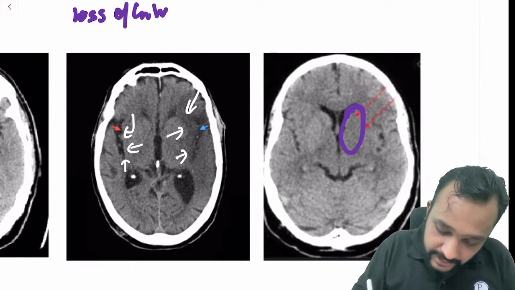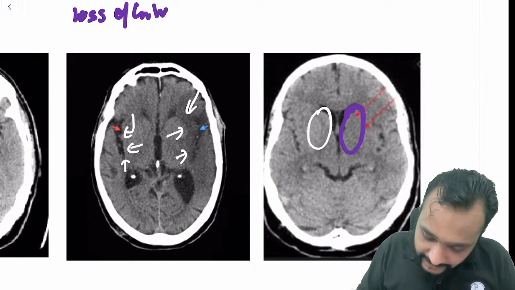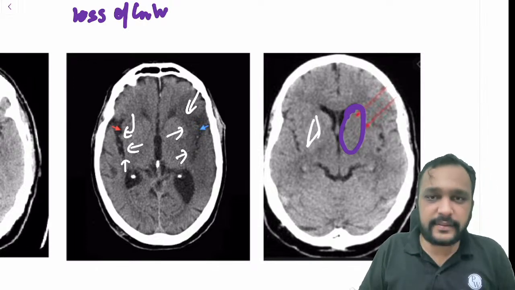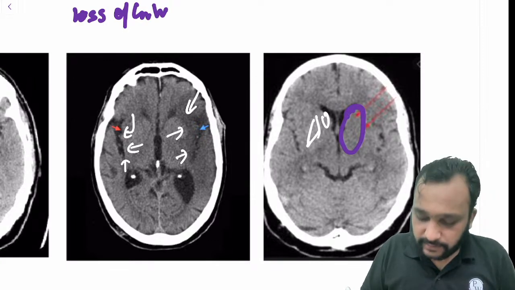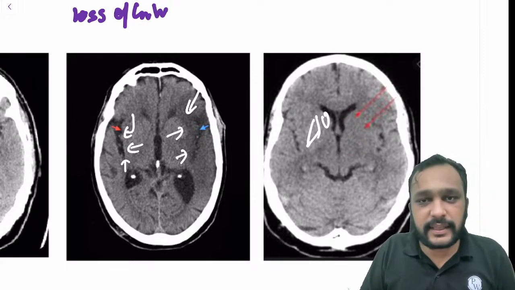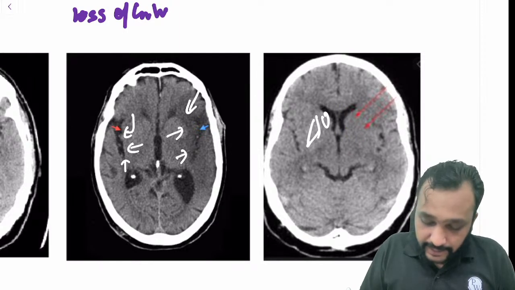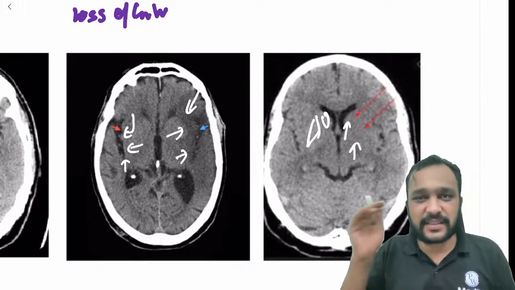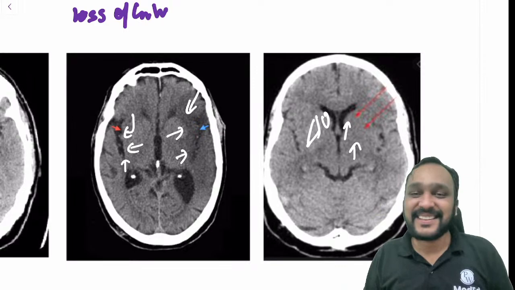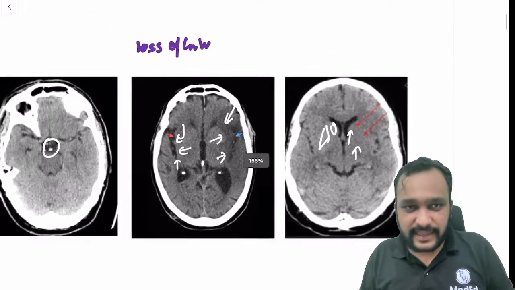So guys, in this image you can see that on the right side, this is your basal ganglia, this is the putamen, this is the caudate nucleus. But on the left side you can see the putamen and the caudate nucleus are not visible. So guys, this is the obscuration of basal ganglia sign.